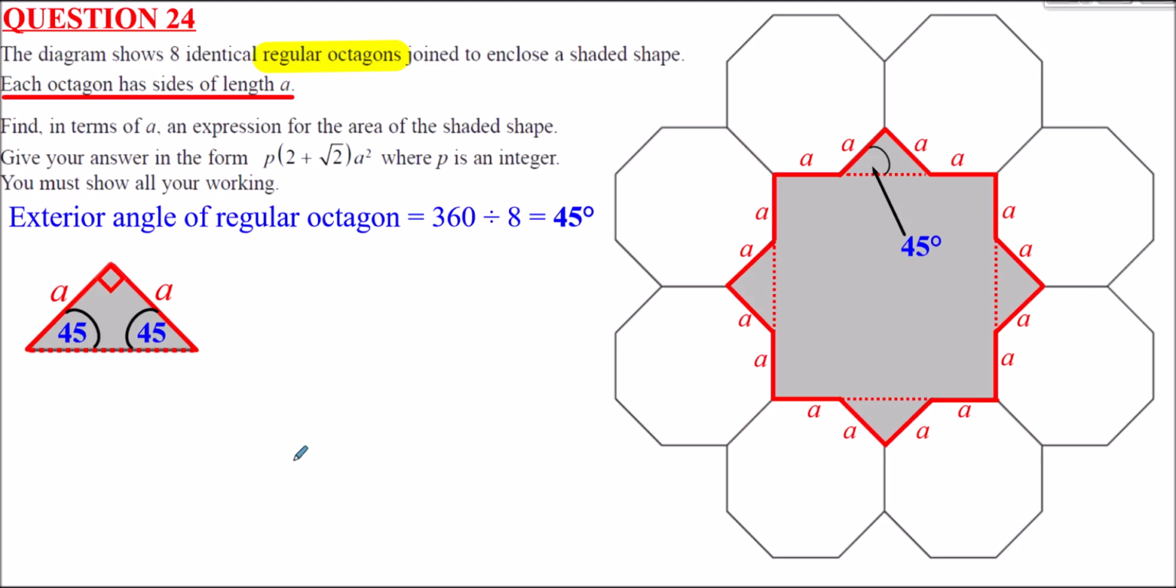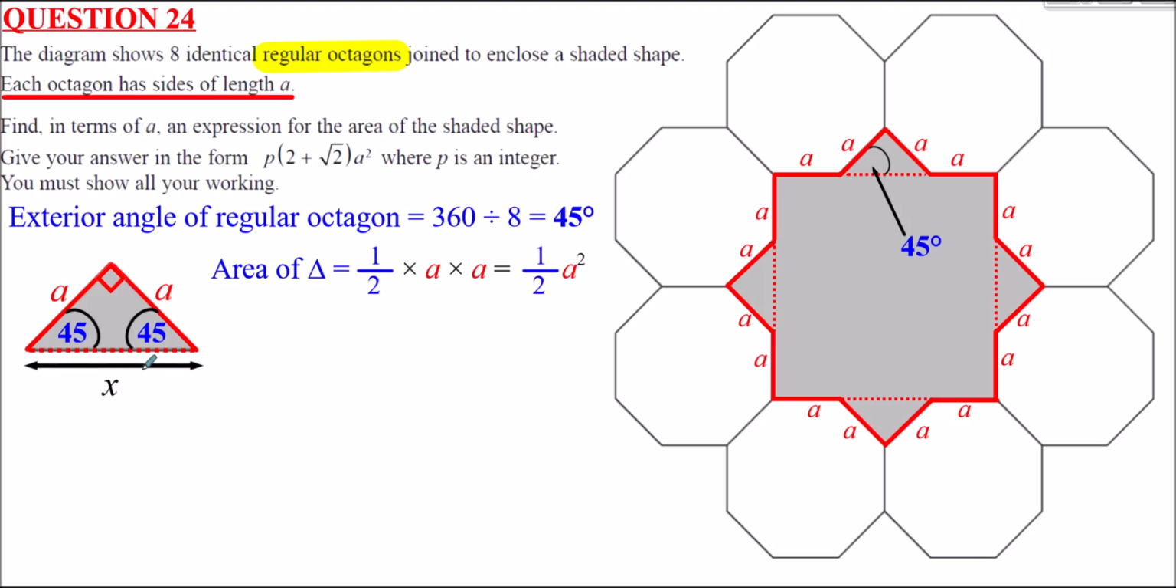And as well as that, because we know 2 sides are a, and this is the hypotenuse, we can also get an expression for the length of this dotted line here, the hypotenuse of this little triangle. First of all, though, the area of a triangle is half times base times height, so that's a half multiplied by a multiplied by a. The area of this triangle will be a half a squared.